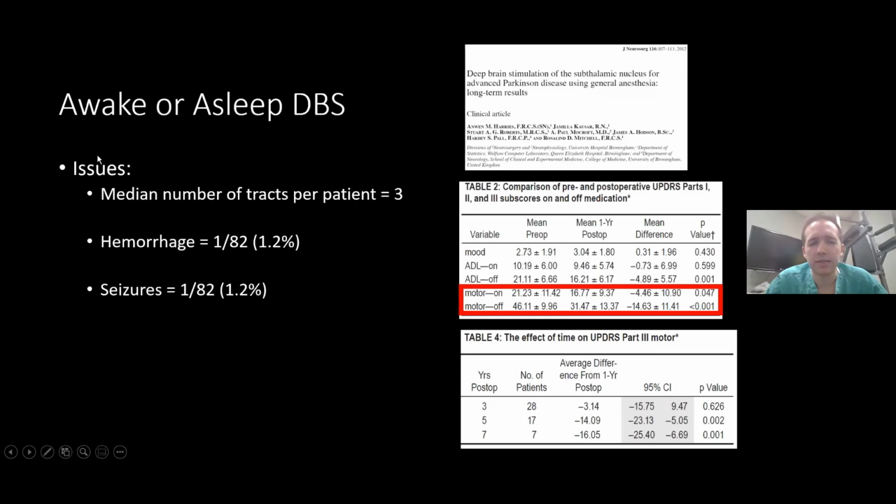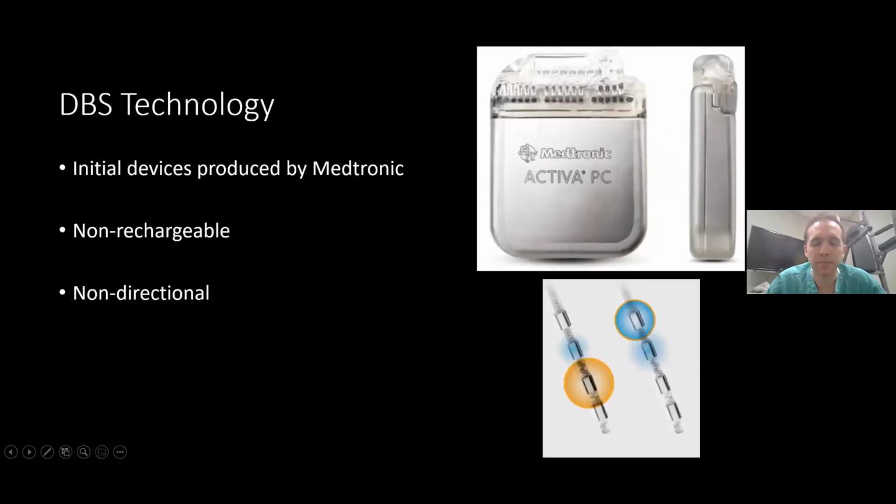And again, this is another issue that a lot of these studies have: the number of tracks per patient is 3. That means if they're getting bilateral leads, they're doing one extra pass as a median. So a lot of these patients are getting a lot of passes, and as a center here, we don't really have that kind of issue. So you kind of have to take a lot of these data with a grain of salt.